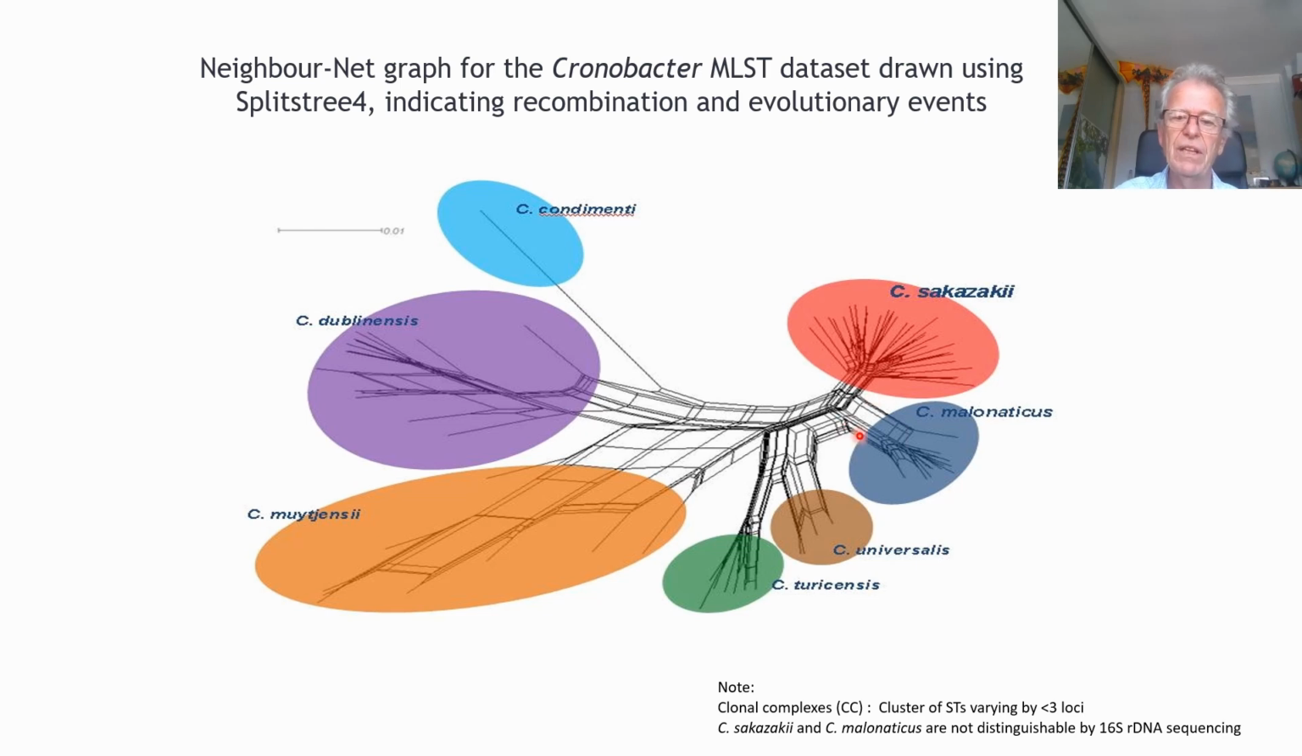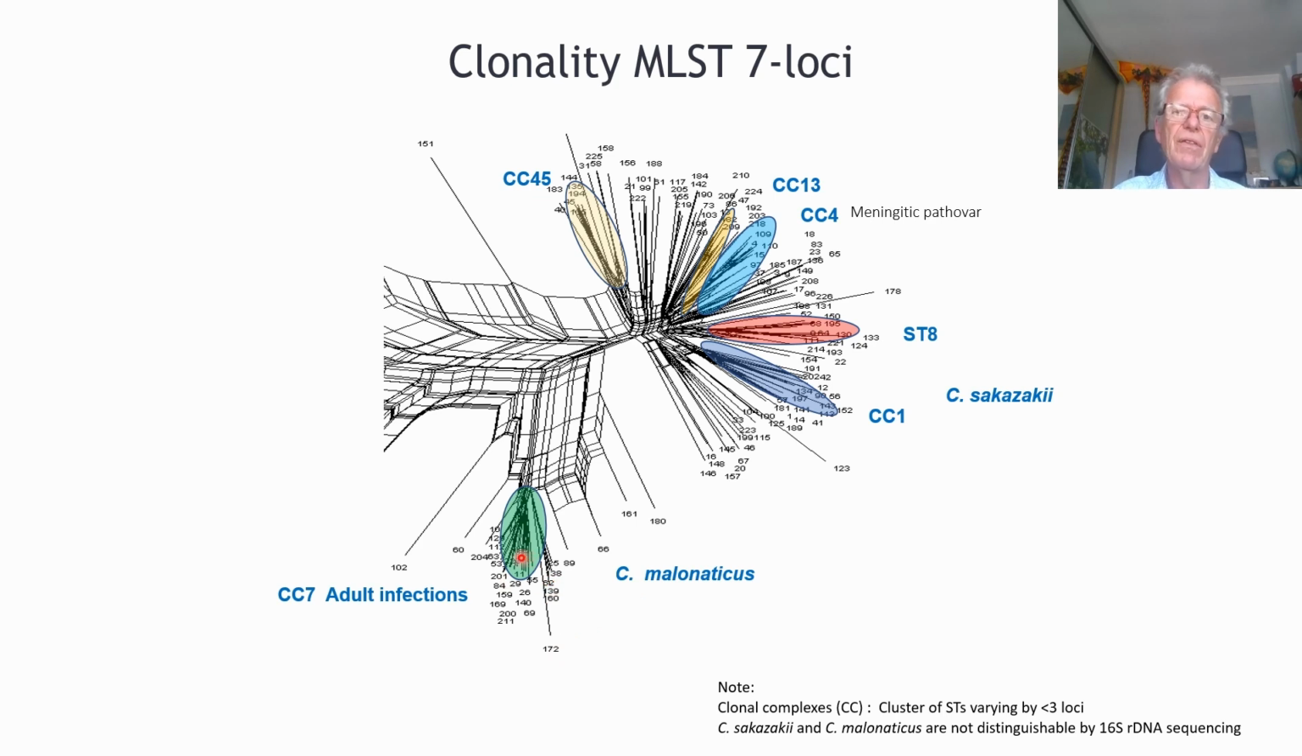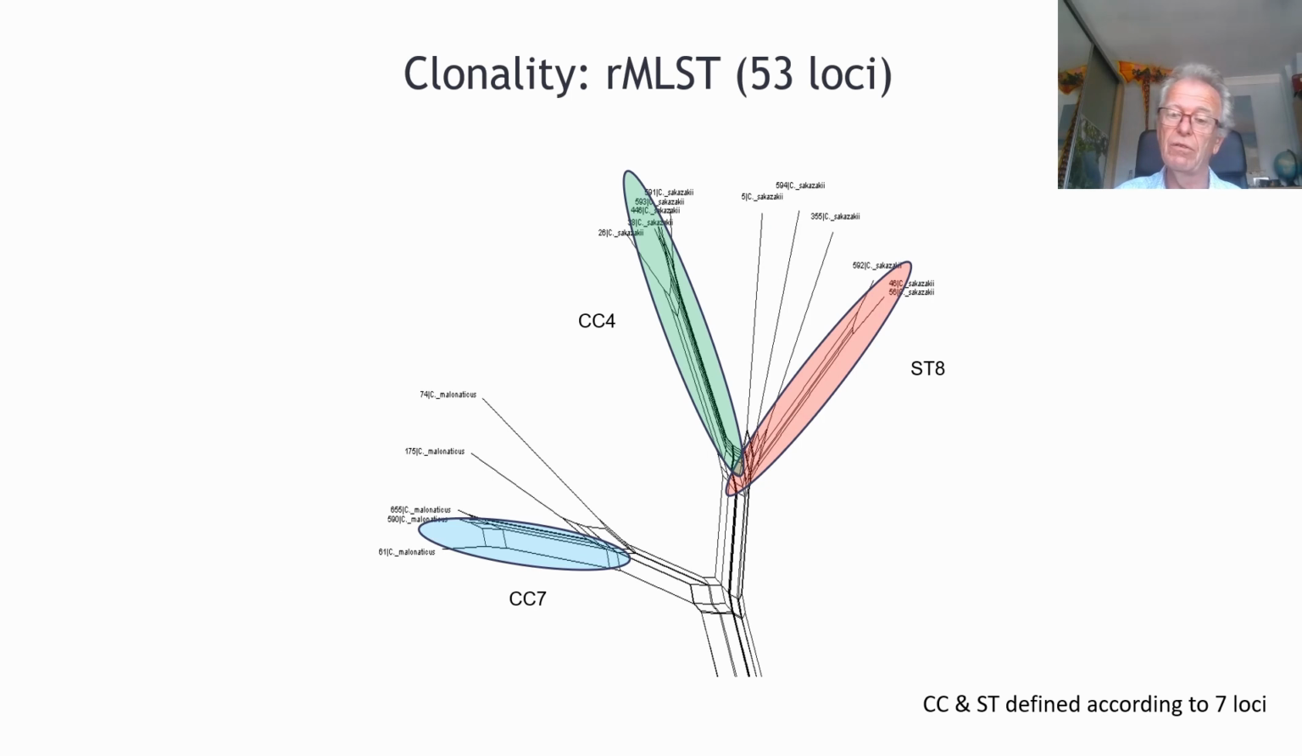MLST really divided it down, and the clonal complex is where STs are distinguished by less than 3. If we focus in, what we find is that strains within the same clonal complex are clustering together, which is what we predict. But that's only 7 loci. What if we take those same strains and instead we do it by ribosomal MLST, which is looking at 53 loci in the ribosome assembly complex, and we get the same clustering. So strains which were clustered based on 7 loci for classic MLST, they cluster again when you do utterly different 53 loci. So here's CC4, here's ST8, here's CC7.